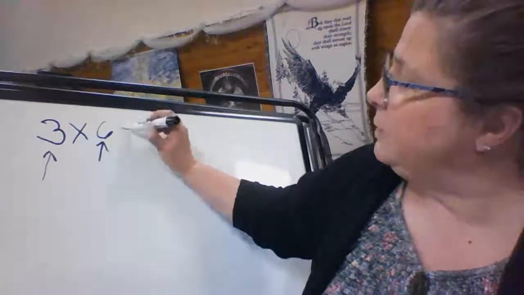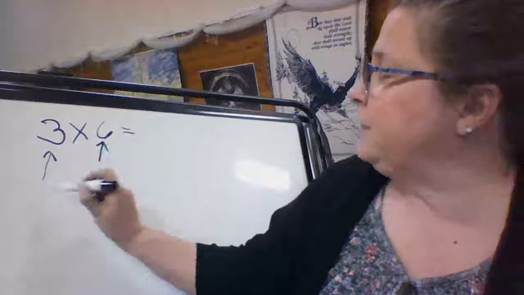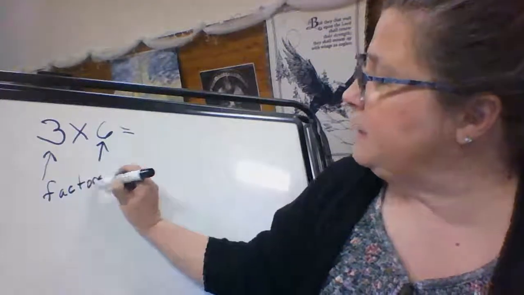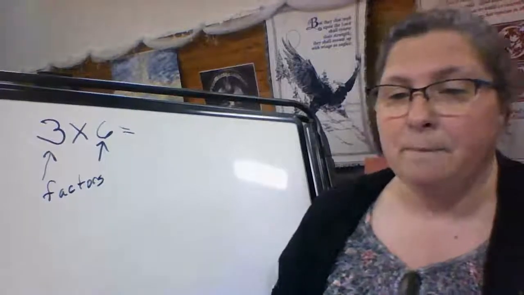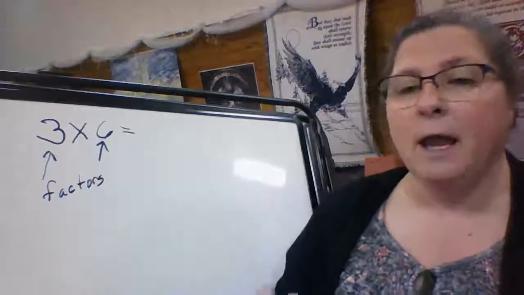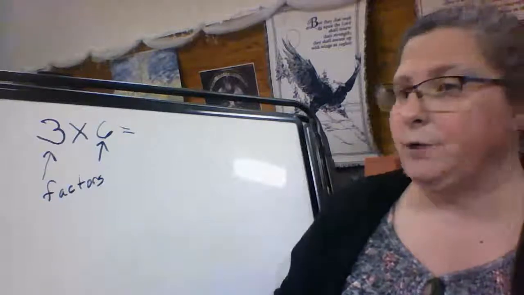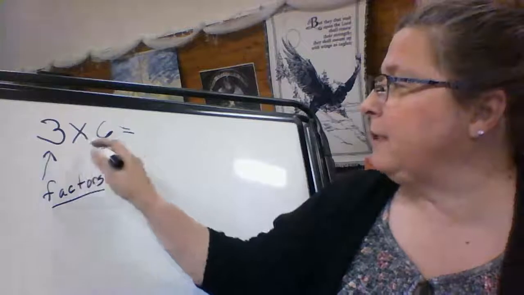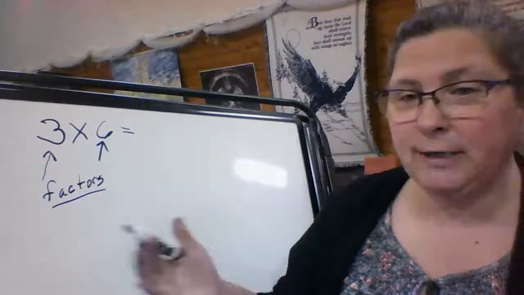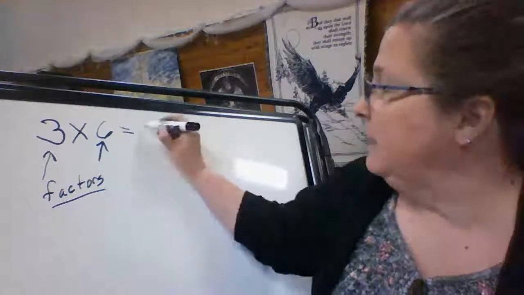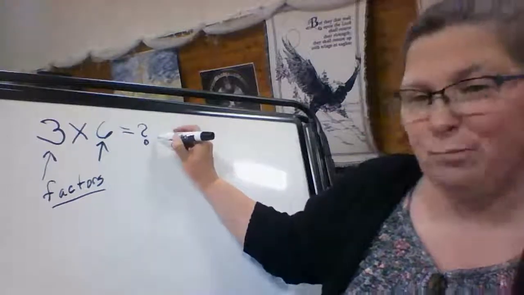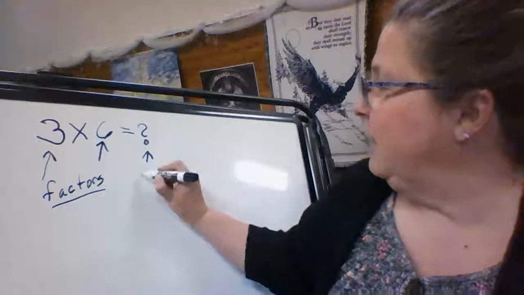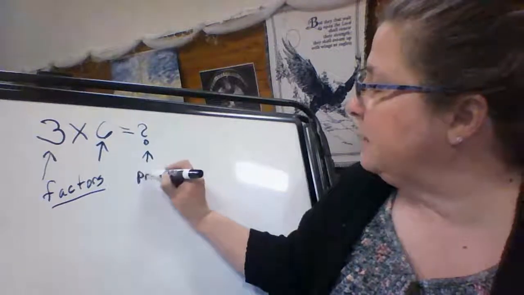Okay, so these two numbers right here, your 3 and your 6, are called factors. And because we're now learning multiplication, I want you to understand that we need to use this term factors when we talk about 3 times 6. You're going to see this throughout the rest of your lives. We don't know what this number is yet, but this number, okay, some of you do know, thank you very much. This is called our product.